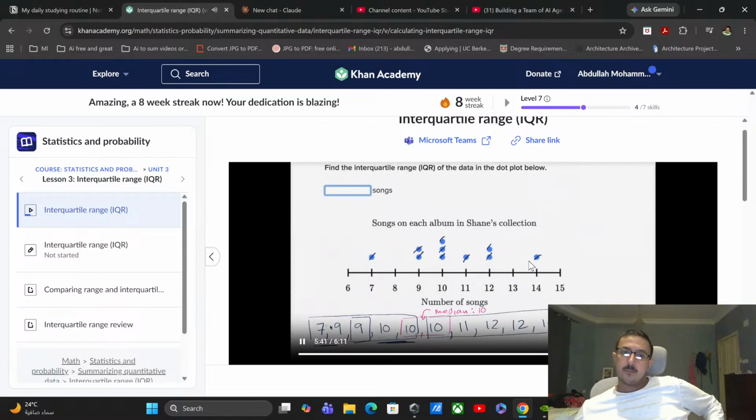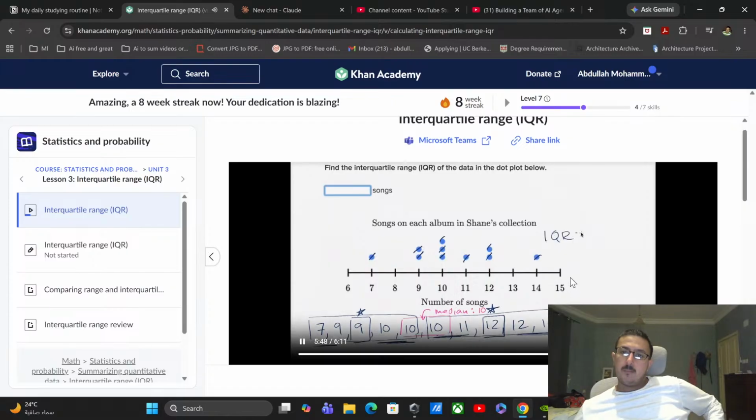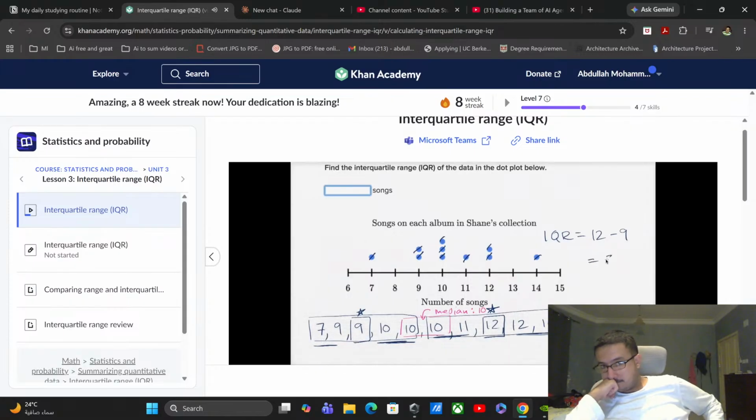So the median of the first half, the middle of the first half, is 9, right over here. And for the second half, I have 1, 2, 3, 4, 5 numbers, and this 12 is right in the middle. You have 2 to the left and 2 to the right. So the median of the second half is 12. The interquartile range is just going to be the median of the second half, 12, minus the median of the first half, 9, which is going to be equal to 3. So if I was doing this on the actual exercise, I would fill out a 3 right over there.